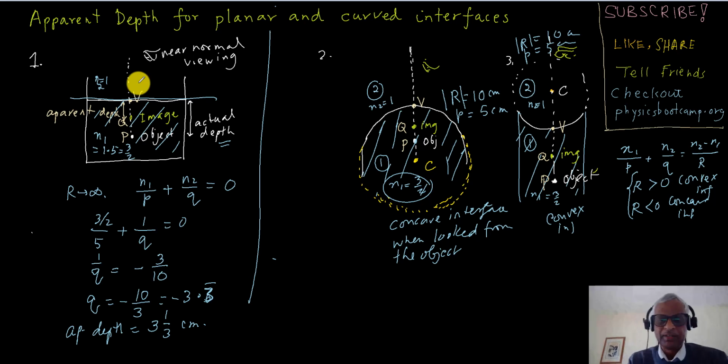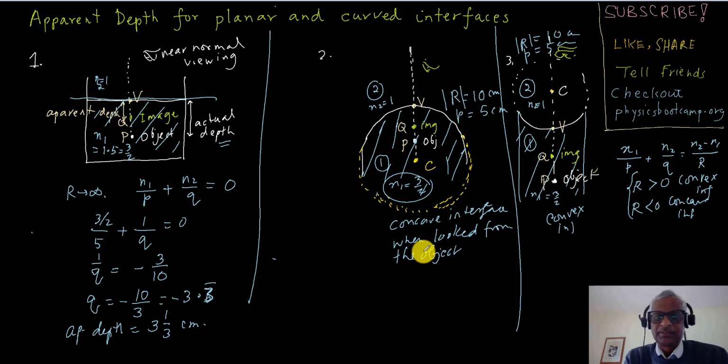Okay, to do this, we just have to solve for q, right? So let's look at it again. We have 3 over 2 over 5, plus 1 over q. But then on the right side is n2 minus n1, which is 1 minus 3/2. And so r is going to be positive or negative. So from here it is concave.